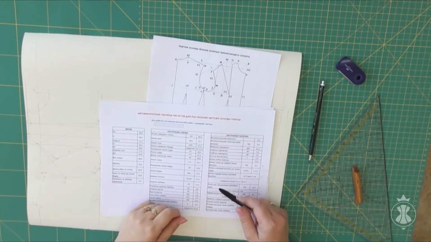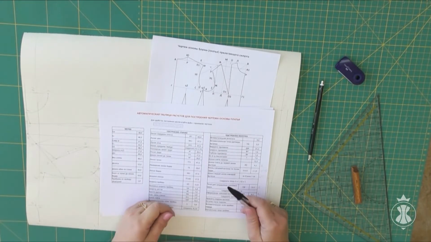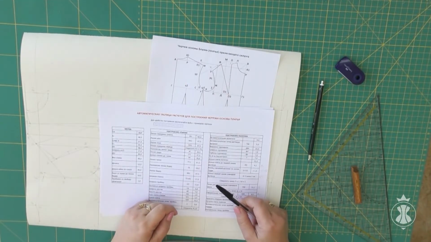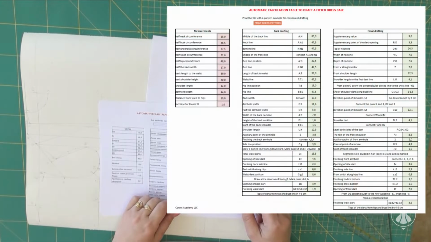In order to get the dress pattern for the embroidery, it is necessary to draft its base and to alter it. I will alter the pattern with the mock-up method. Let's make the dress base. Open the automatic calculation table to draft the dress base.